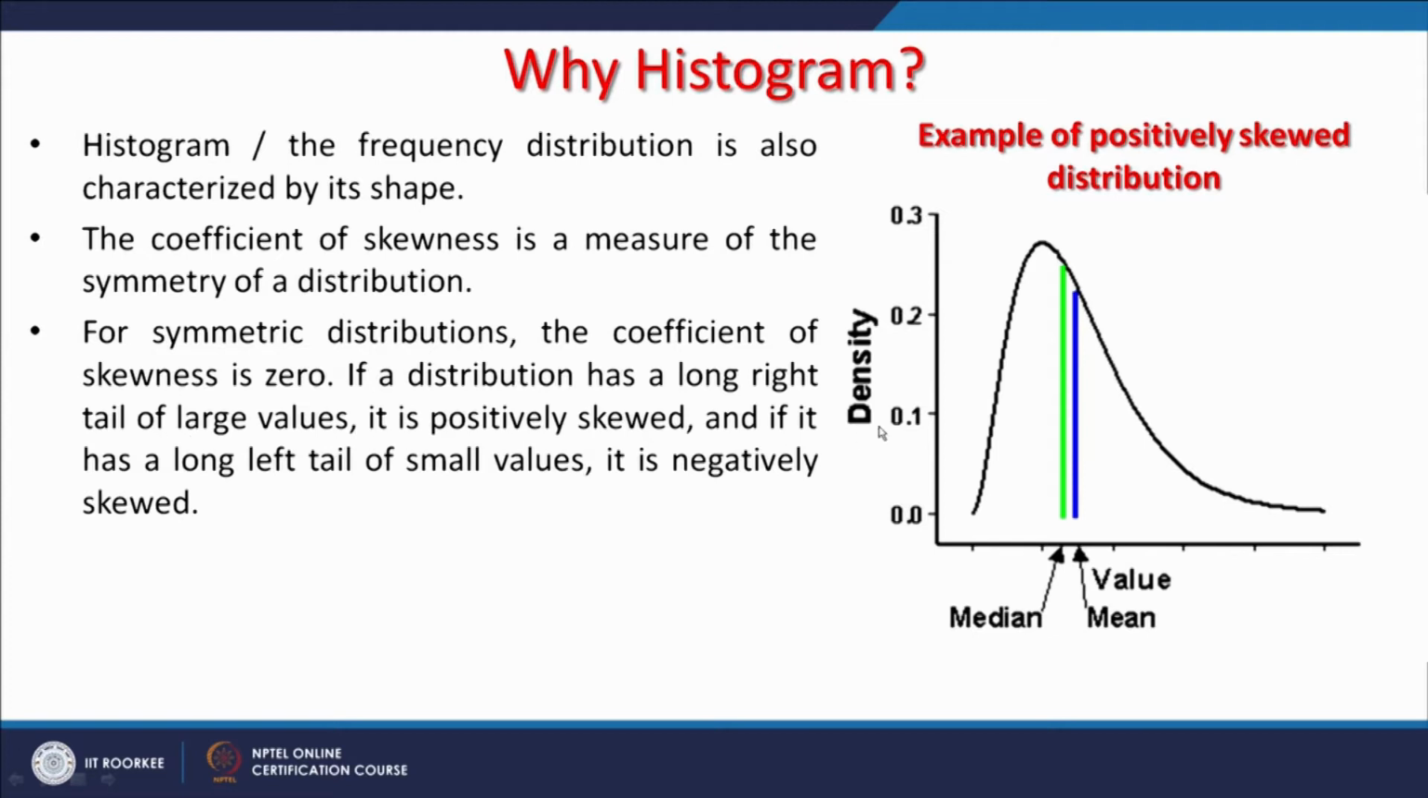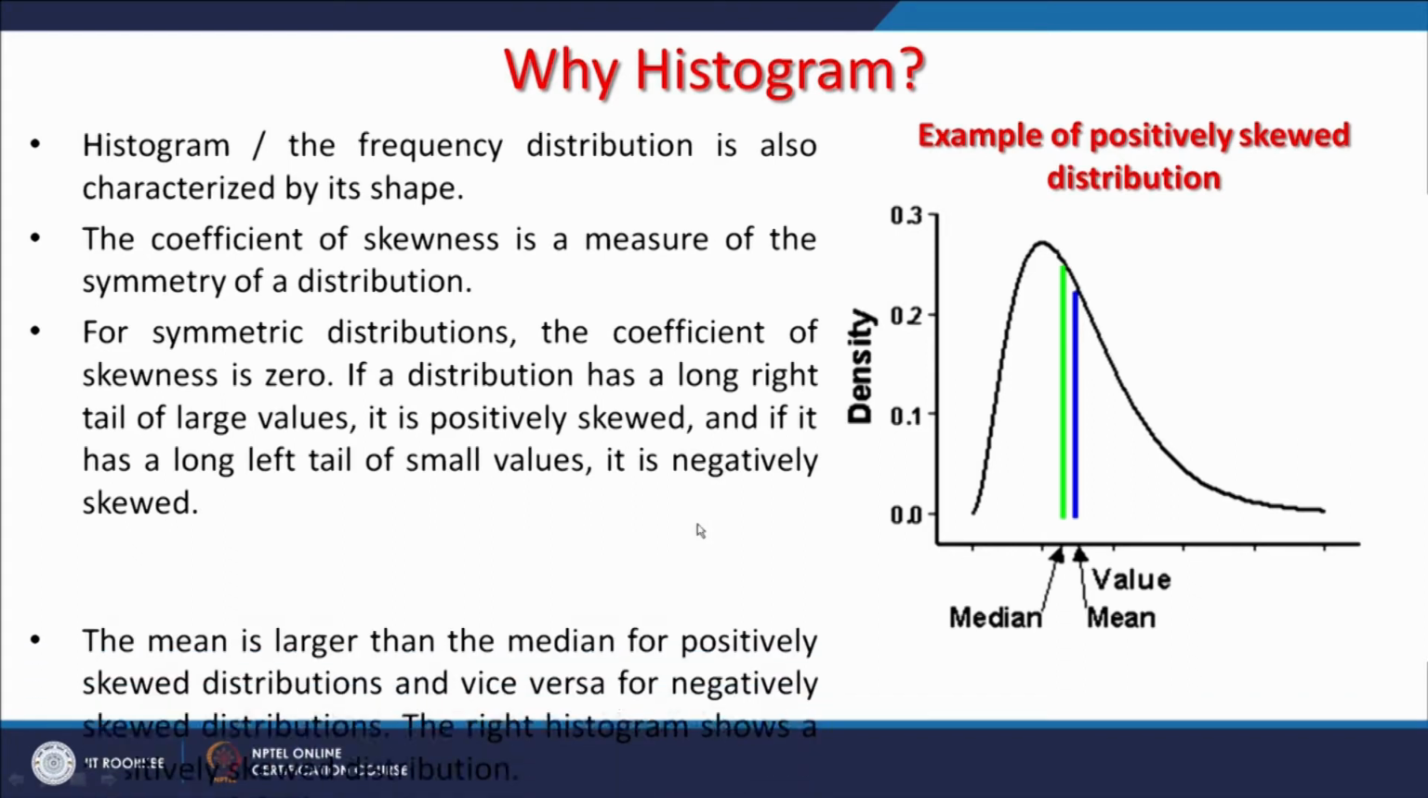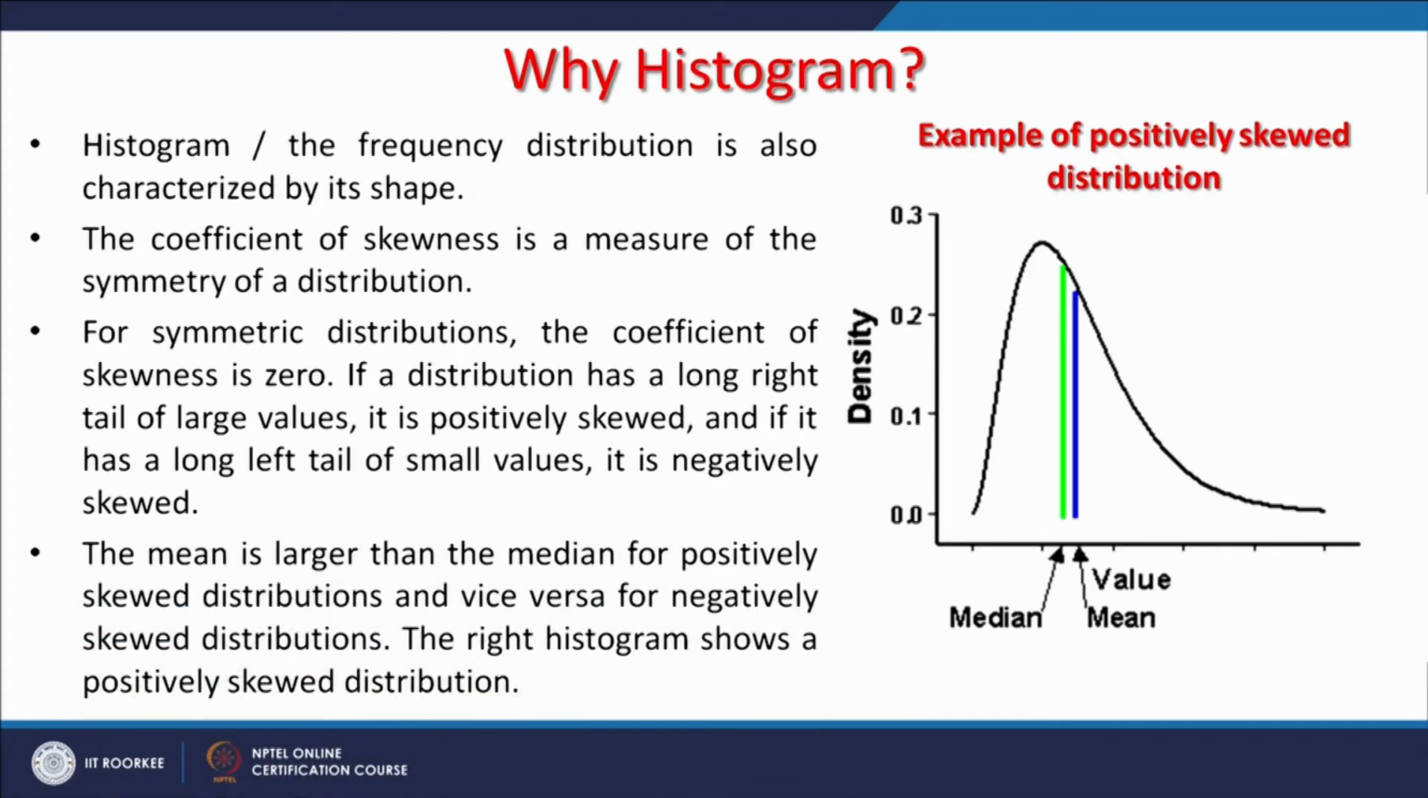If a distribution has a long right tail of large values like in this example, then it is positively skewed, and if it has a long left tail of small values, then it is negatively skewed. So by looking at just the shape of the histogram, a lot of information can be derived. The mean is larger than the median for a positively skewed distribution, and vice versa for a negatively skewed distribution.